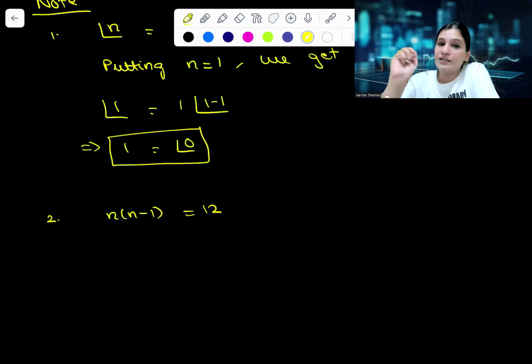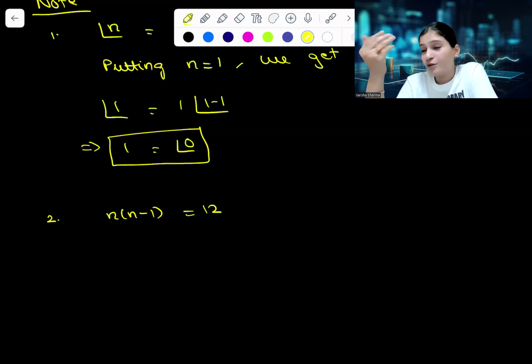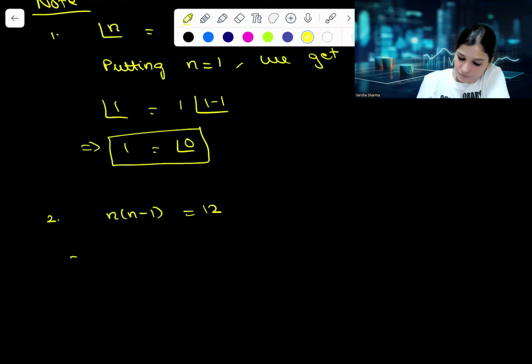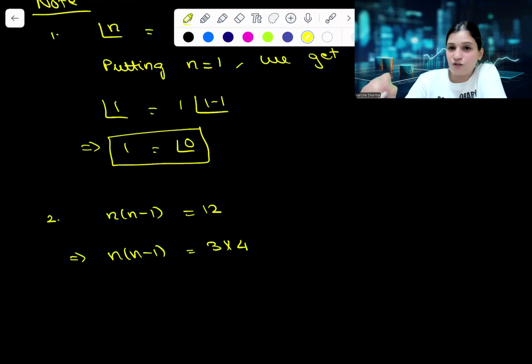If you notice, on the left hand side there are two consecutive numbers, n and n minus 1. So 12 can be written in many ways: 1 into 12, 2 into 6, 3 into 4, even fractions. What I want is 12 to be written with the help of two consecutive natural numbers. Can I write 12 as a product of two consecutive natural numbers? How? 3 and 4. I can write this as 3 into 4. Yes or no?